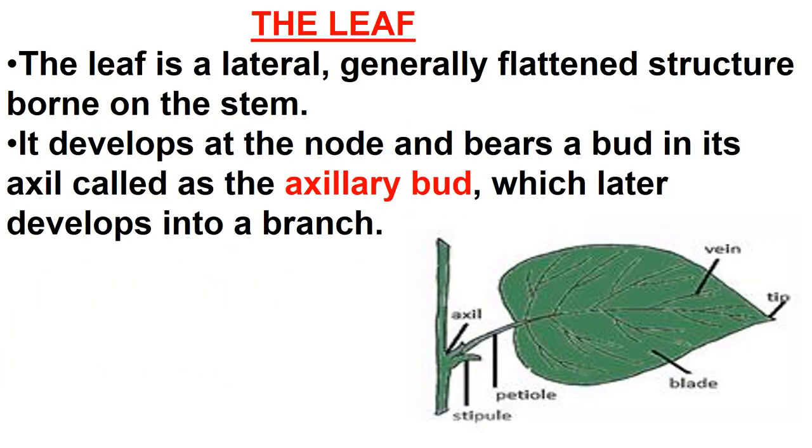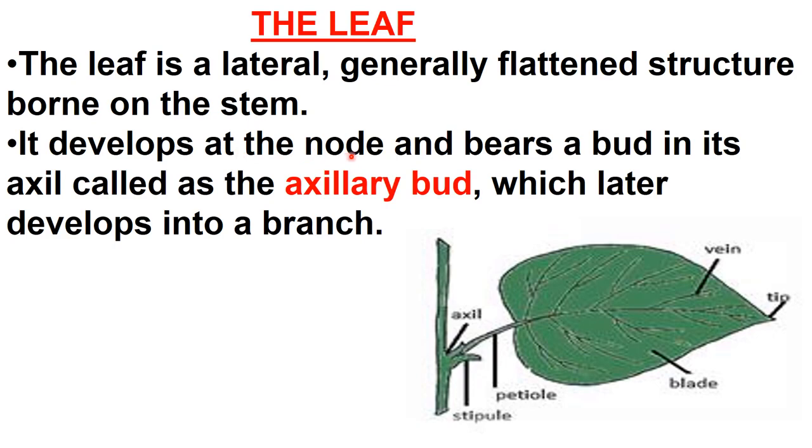Now next topic is leaf. Leaf is also an important part of angiospermic plants, the flowering plants. The leaf is a lateral, generally flattened structure borne on the stem. Leaves are on the lateral sides of the stem, and these are flattened structures, like a paper, borne on the stem.